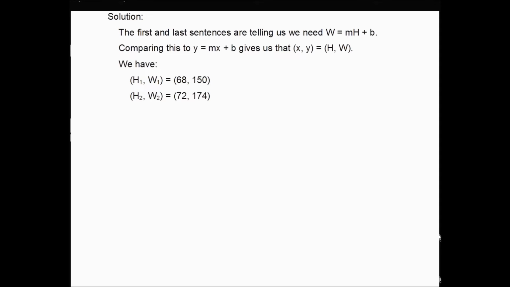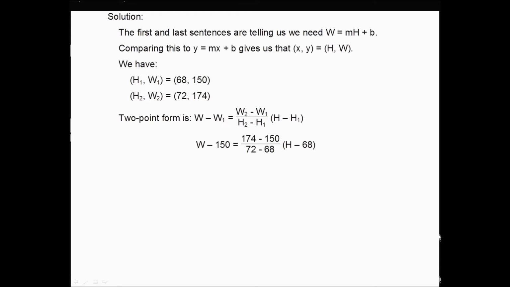Okay, my 2-point form using the h and w is w minus w1 is equal to w2 minus w1 over h2 minus h1 times h minus h1. Remember, the w was the y, the h was the x. Plug in the numbers. So w minus 150 is equal to 174 minus 150 over 72 minus 68 times h minus 68. Notice it's the same format as the previous example, just that I have different numbers.